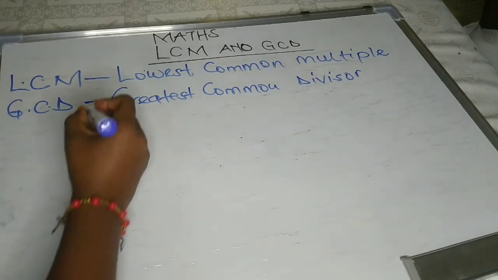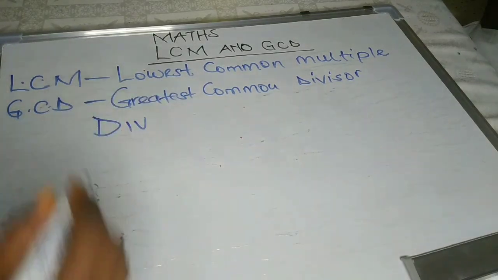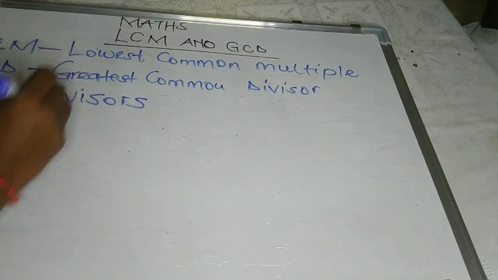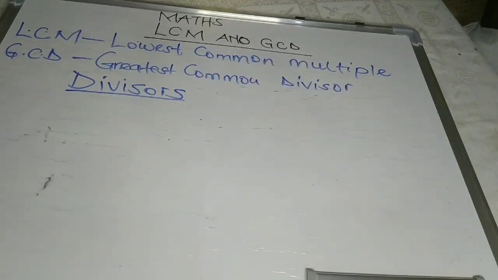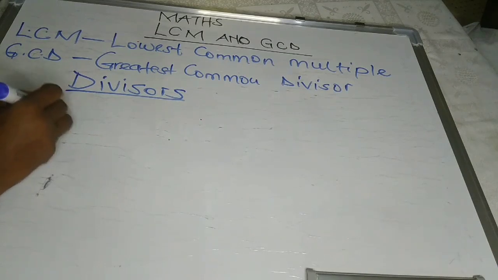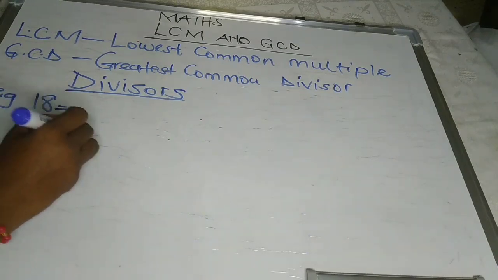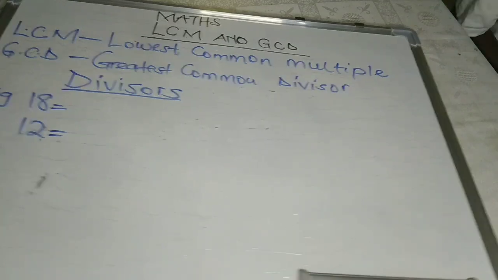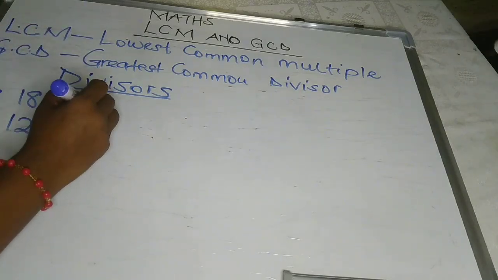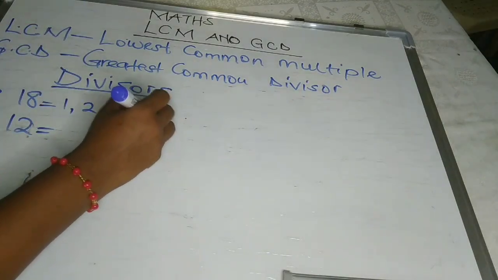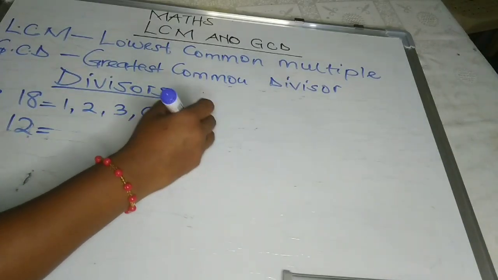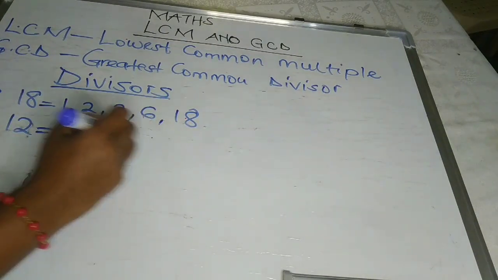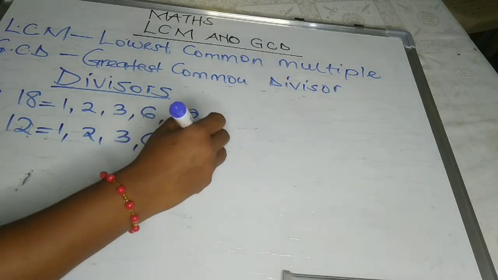Now, divisors are numbers which can divide another number without leaving a remainder. For example, if we look at 18 and 12, we can list the common divisors in these two numbers. All the divisors of 18 are 1, 2, 3, 6, and 18. The divisors of 12 are 1, 2, 3, 6, and 12.